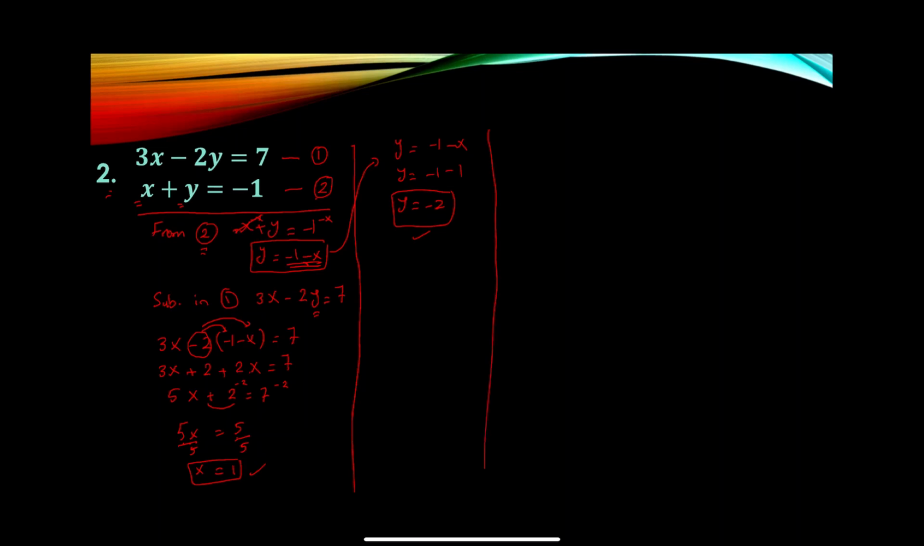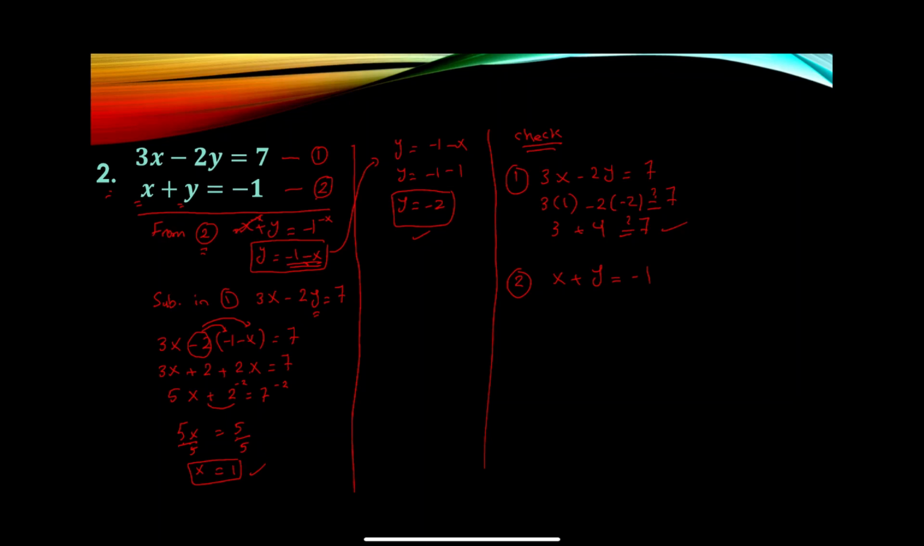Let's do the check again. Equation number 1: 3x minus 2y equals 7. Instead of x, I write 1. So it's 3 times 1 minus 2, and instead of y, I write negative 2. Is this equal to 7? 3 times 1 is 3. Negative 2 times negative 2 is plus 4. 3 plus 4, is it equal to 7? Yes, it is.